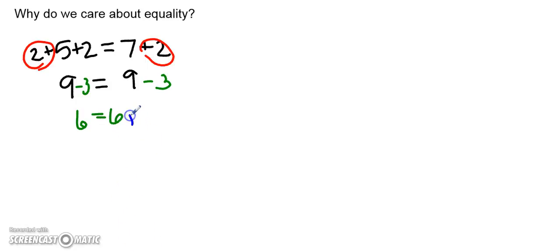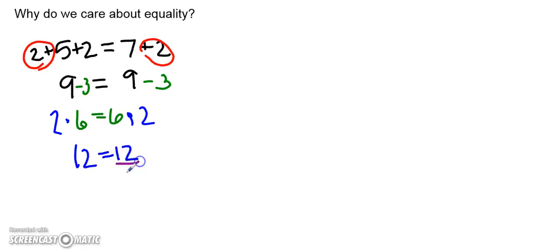Let's try it with the multiplication. If I multiply, whoa, sorry, I didn't mean to do that. If I multiply by 2 and I multiply by 2, do things stay equal? I think they do. 12 is equal to 12. I'm keeping my equality, the property of equality of multiplication.